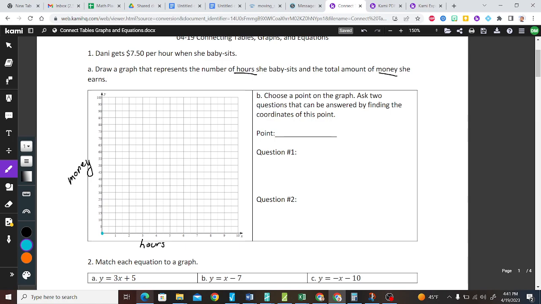So if she doesn't work anything, she gets nothing. If she works one, she gets 7.5. I don't really want to draw 7.5, but I will. 7.5 more is 15. 7.5 more right there at 22.5. 7.5 more at 30. 7.5 more at 37.5. 7.5 more is 45. 7.5 more is 52.50. 7.5 more is 60. 7.5 more is 67.5. And 7.5 more is 75.